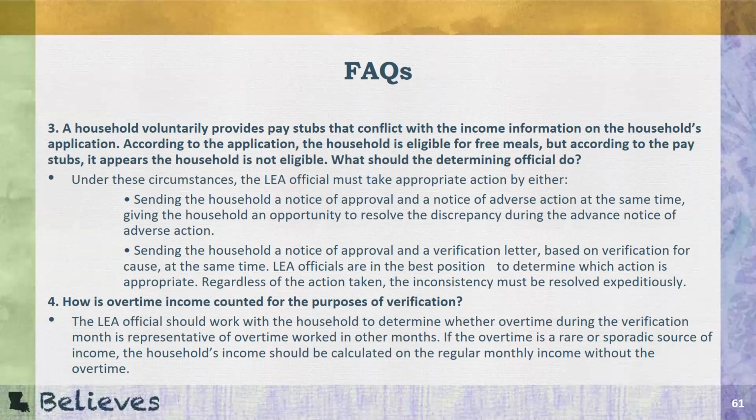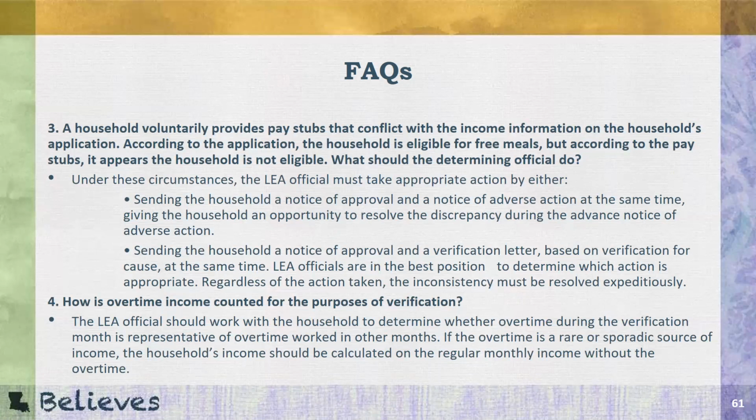Under these circumstances, the LEA official must take appropriate action by either sending the household a notice of approval and a notice of adverse action at the same time, giving the household an opportunity to resolve the discrepancy during the advance notice of adverse action, or sending the household a notice of approval and a verification letter based on verification for cause at the same time. LEA officials are in the best position to determine which action is most appropriate. Regardless of the action taken, the inconsistency must be resolved expeditiously.